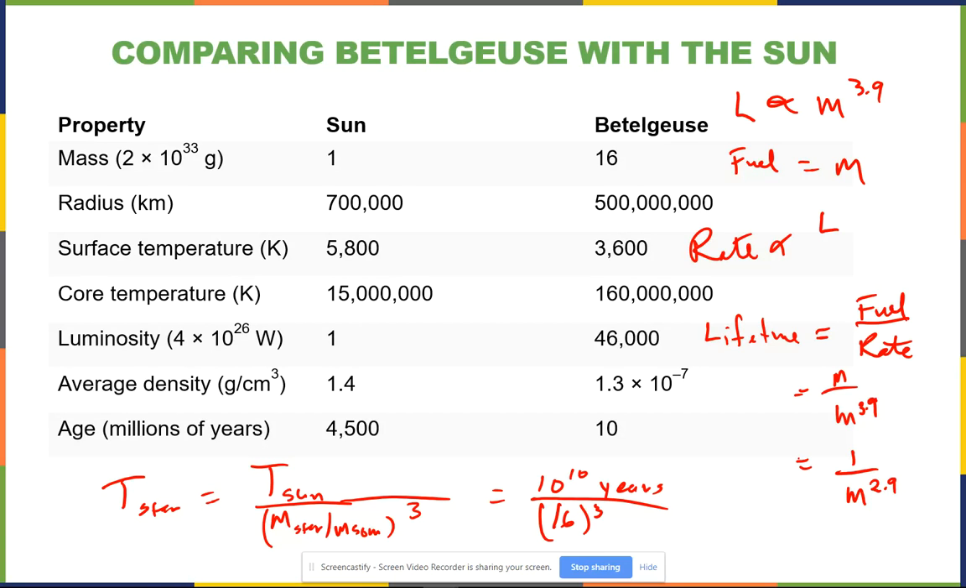Obviously, it's a little bit off, but you can see the lifetime should be much shorter for a more massive star. I'm wondering about that 3.9 number there, given that it's way off. 3.5, I think, is what I had from another source.